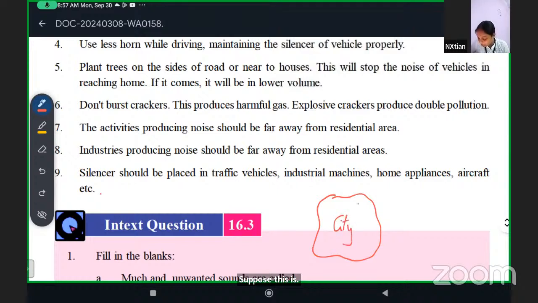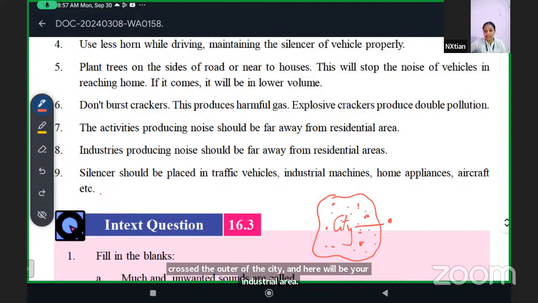Okay, city. Here, all the residential areas and all the colonies are there. And when you are driving straight out, you've crossed the outer part of the city, and here will be your industrial area. So it works like that. It is a bit far from the city, at a place where there are very few residential places. In Ajmer, we have it on the outskirts of our city.